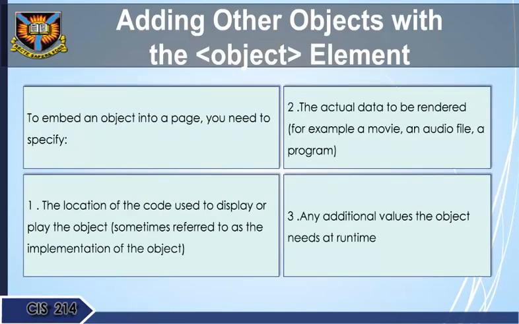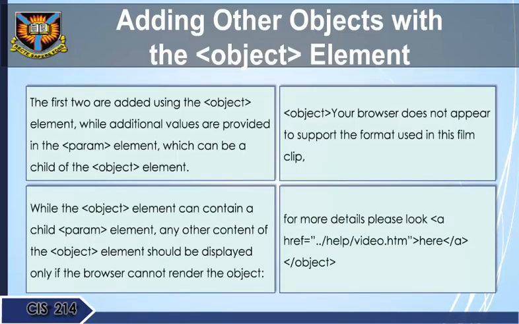To embed an object into a page, you need to specify: 1. The location of the code used to display or play the object, sometimes referred to as the implementation of the object. 2. The actual data to be rendered, for example, a movie, an audio file, a program. 3. Any additional values the object needs at runtime. The first two are added using the object element, while additional values are provided in the param element, which can be a child of the object element.